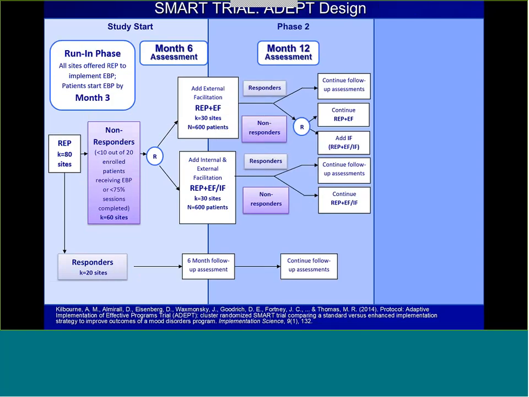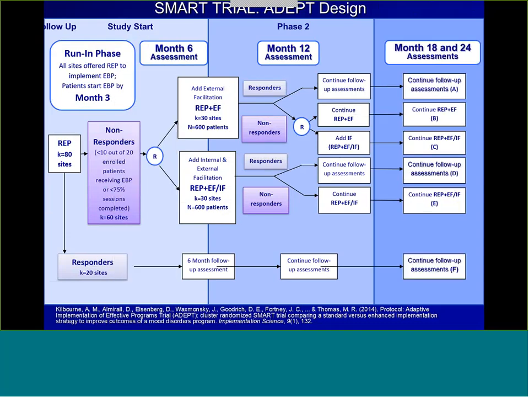And then as you go forward, within those different facilitation conditions, there may be responders and non-responders. And so again, the study is adaptive in randomizing again to just assessment, continuing the types of facilitations, or adding additional facilitation. So as you go forward, this is a really nice example of how you can learn something about how sites are responding to different types of facilitation, and then learn more about how adding different components to the implementation strategy. And here the implementation strategy is the different types of facilitation.